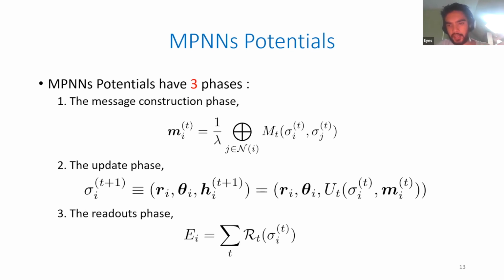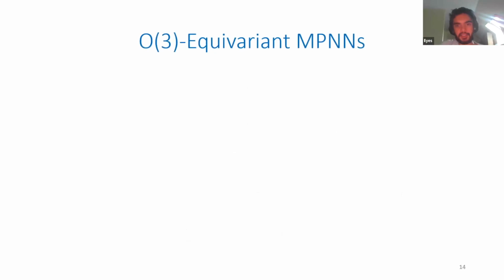And in the readout phase, you map all the states of the atoms to a quantity, the readout quantity, which in our case is the site energy, E_i, the energy on atom i. And these are the 3 phases.